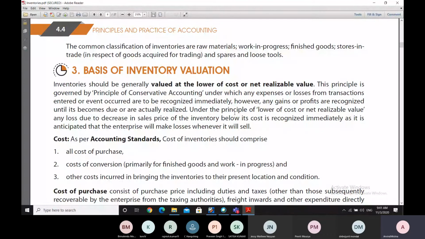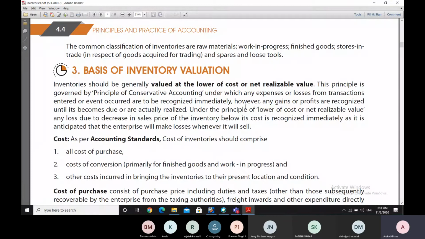The basic foundation is that inventory should be valued at the lower of the cost or the net realizable value. So we have to find out the cost, then we have to find out the net realizable value, and we have to check whether the cost is less or the net realizable value is less, and whichever one is lesser, that will be the valuation.